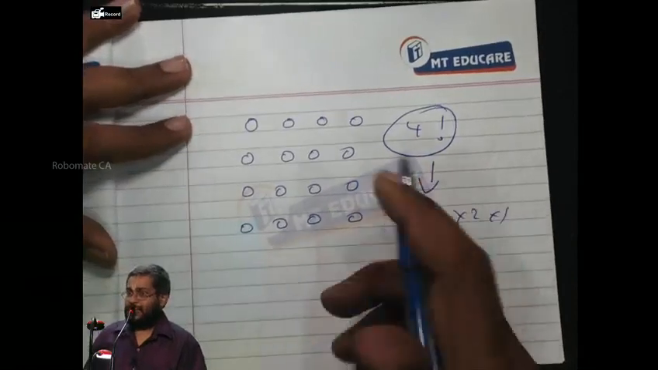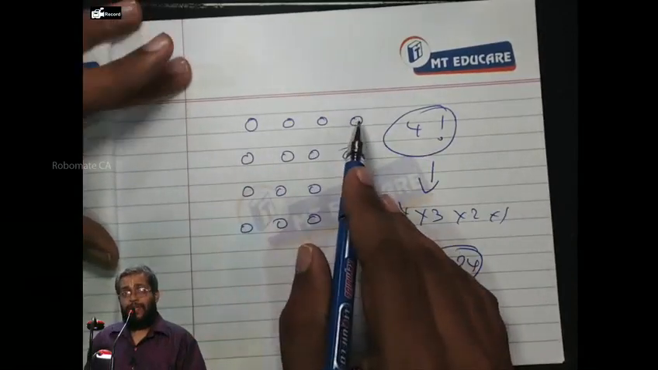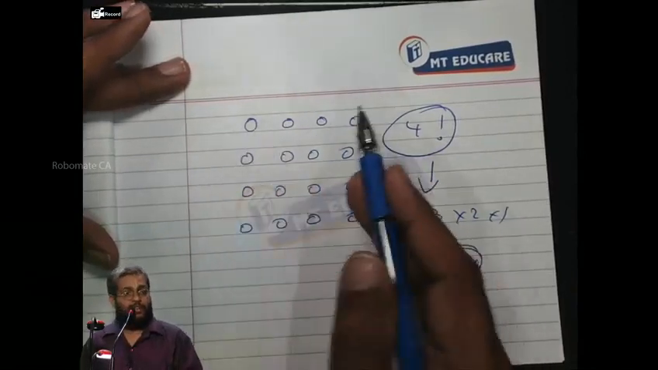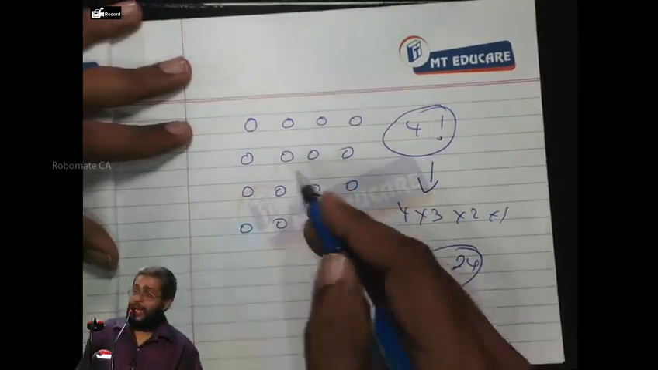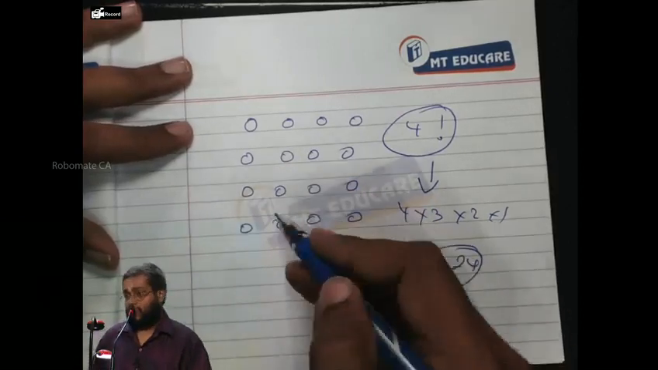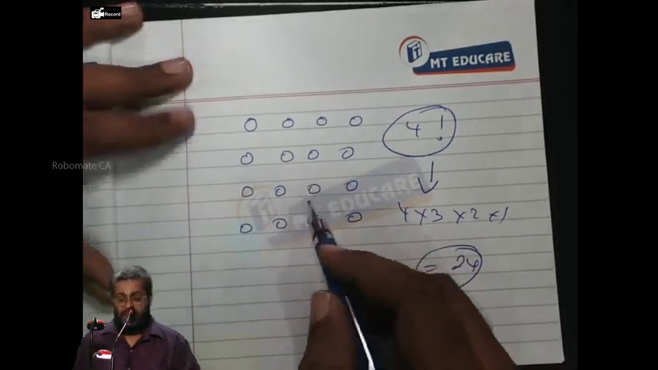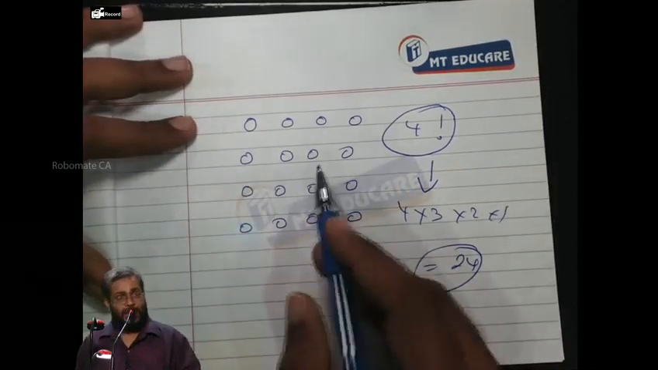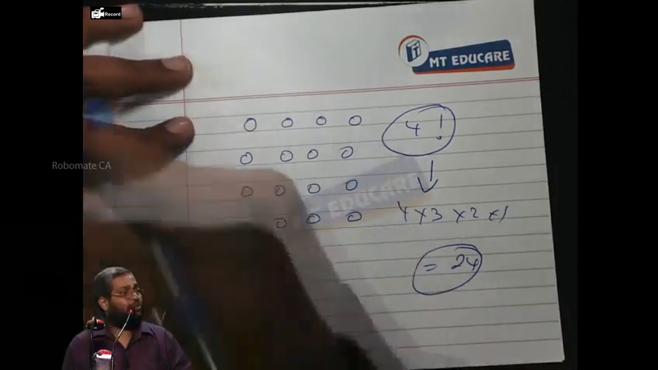Yes or no? That means I have 4 to choose from. Once you have chosen one out of the 4, in the next row I have 3 to choose from. Then I have 2 to choose from. Then I have 1 to choose from. I have 4 and 3 and 2 and 1. So I have 4 into 3 into 2 into 1.